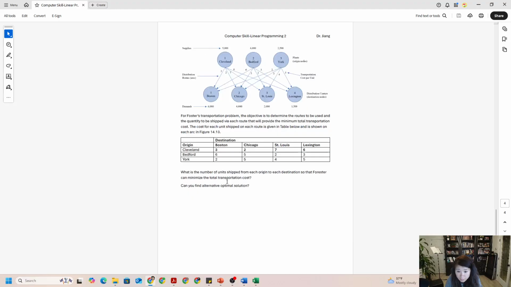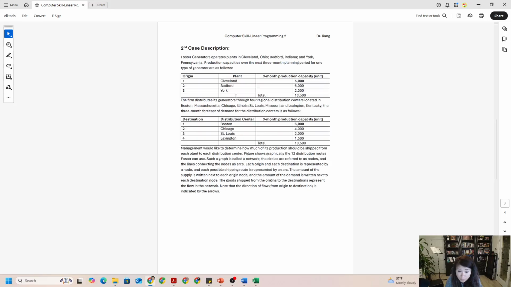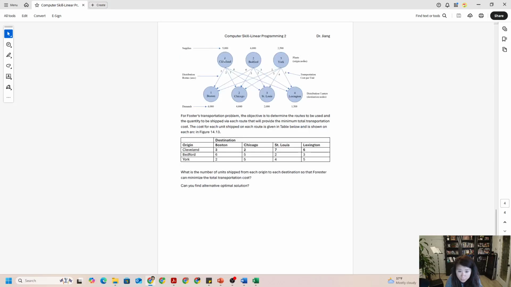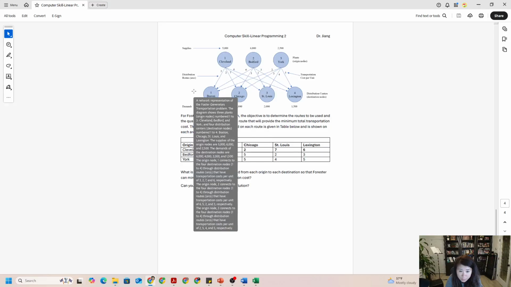To make our thought clearer, we like to use this kind of network chart. As you see in this diagram, this is where they produce in Cleveland. We can ship to Boston, Chicago, St. Louis, and Lexington, and similarly from Bradford. For each origin node, we also label how much they can produce, and for each destination, we list how much they need. The arrow itself helps us understand which is the origin and which is the destination.